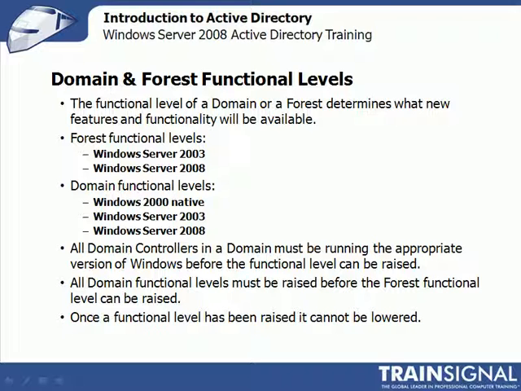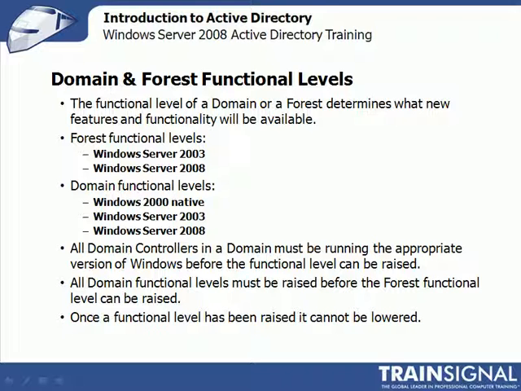Now, as I've been mentioning all along, all domain controllers in a domain must be running the appropriate version of Windows before the functional level can be raised. If I still have a Windows 2000 domain controller and I raise my forest functional level, or we'll even just say our domain functional level, to Windows Server 2008, we're going to have problems. The reason is that the Windows 2000 domain controllers aren't going to know how to communicate properly with the Windows Server 2008 domain controllers, because they're going to have functionality that the Windows 2000 domain controllers are just going to be scratching their head going, huh?